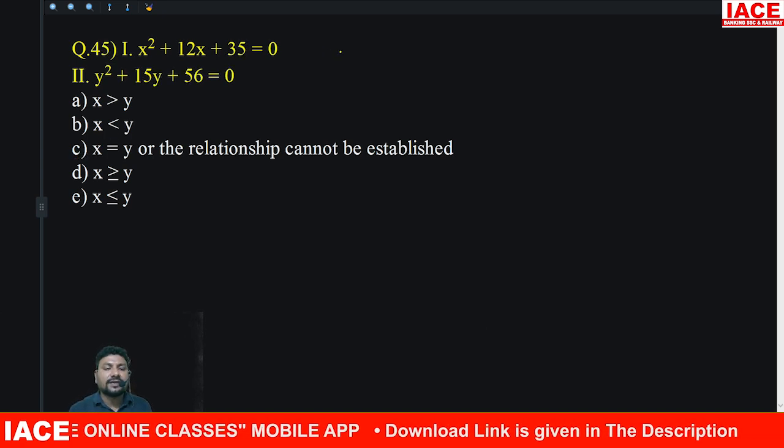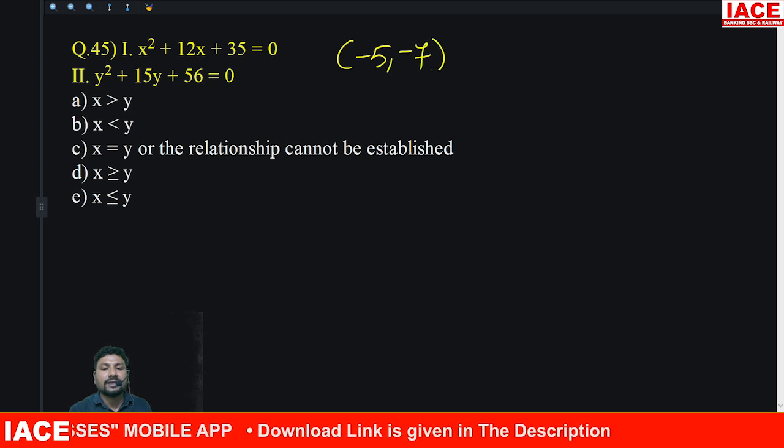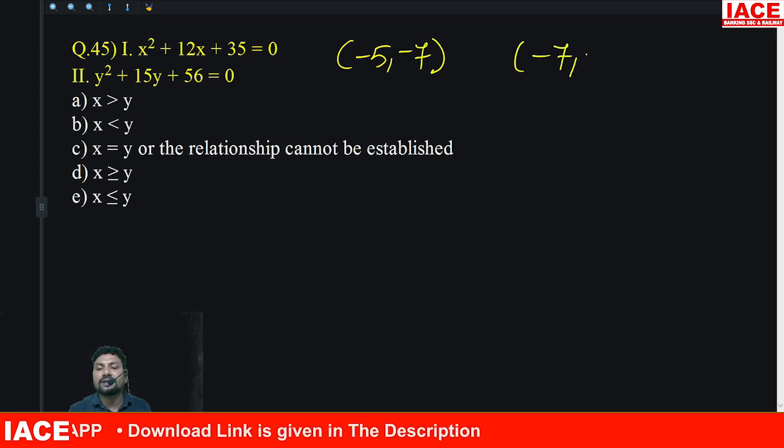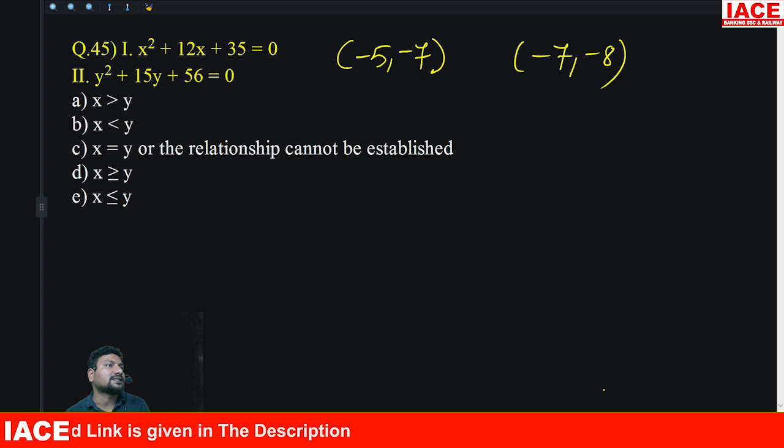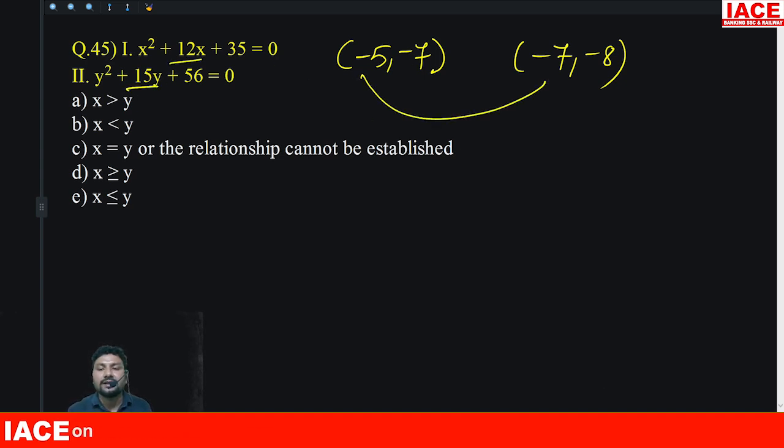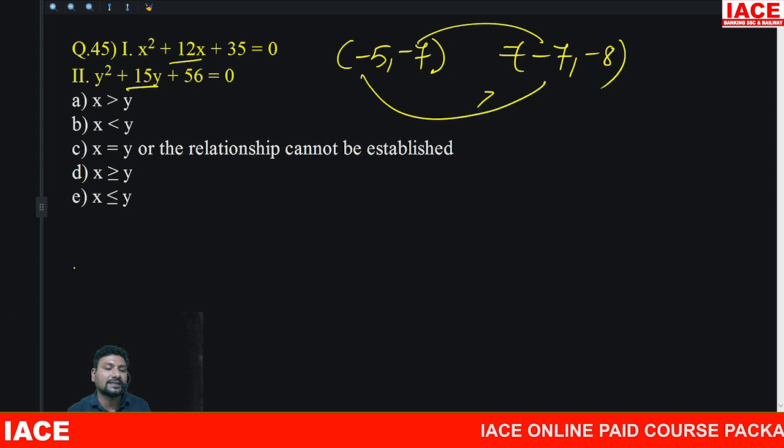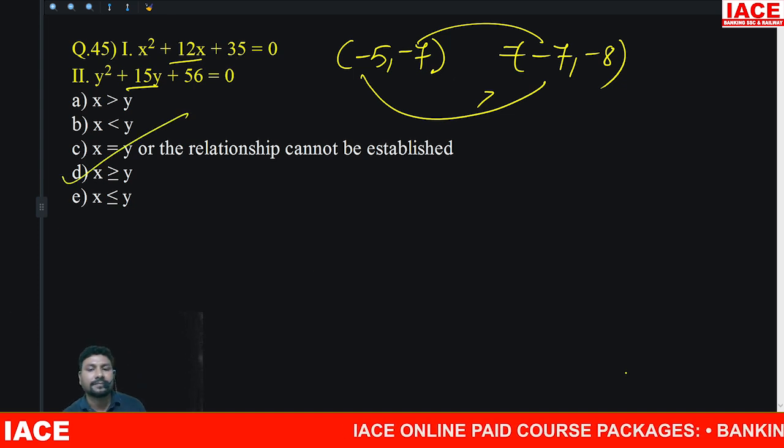These are first equation factors are minus 5, minus 7. Second equation factors are minus 8, minus 8. Minus 7, minus 8, it is a minus 15. Minus 5, minus 7, it is a minus 12. Compare it is greater and it is both are equal. Of course, comparing to minus 8, minus 5, minus 7, both are bigger. Then answer is x greater than or equal to option D.